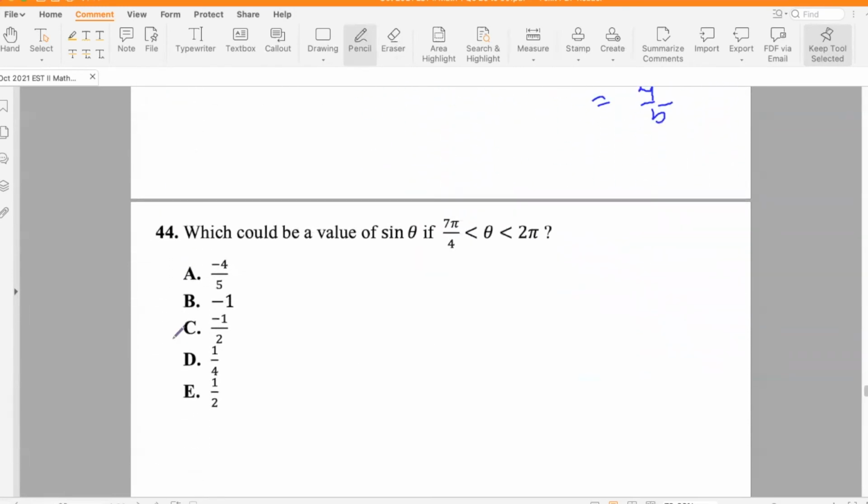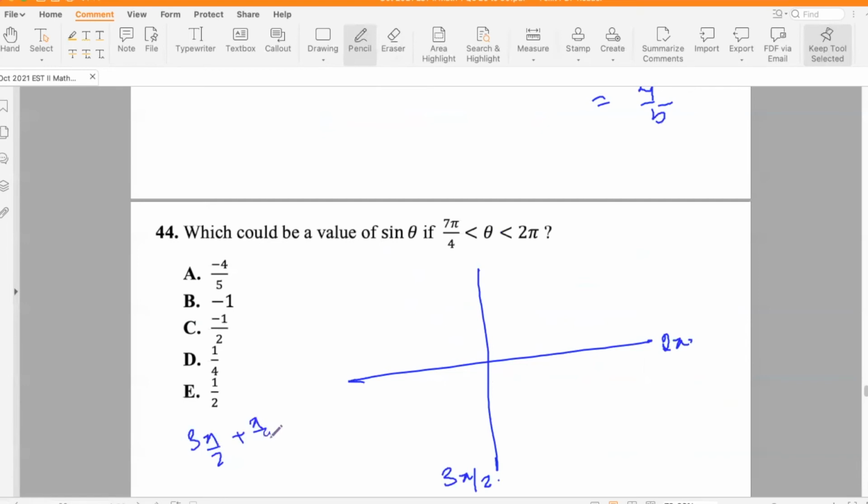What could be a value of sine theta if theta is between 7 pi by 4 and 2 pi? Okay, so this is 2 pi and this is 3 pi by 2. And what is 7 pi by 4, right? So let me just check. 3 pi by 2 plus pi by 4. So yeah, 7 pi by 4. So this is exactly here. 7 pi by 4, right?